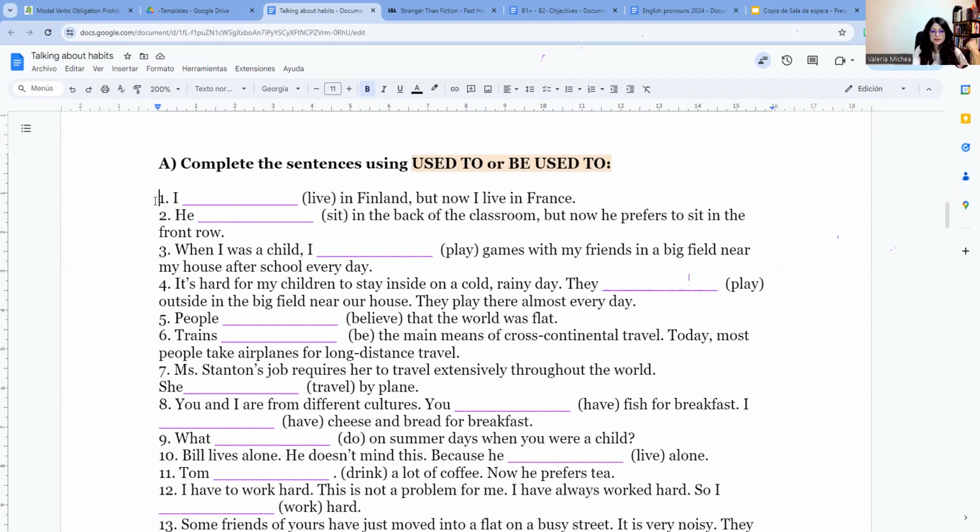So the first one, let's read it. We have I, something, live in Finland, but now I live in France. So what is it? How can we complete this sentence?